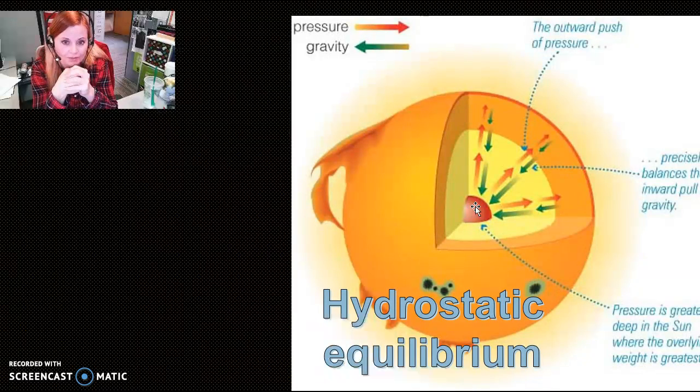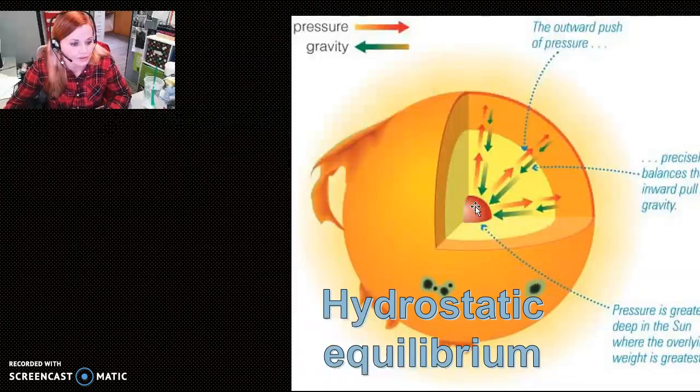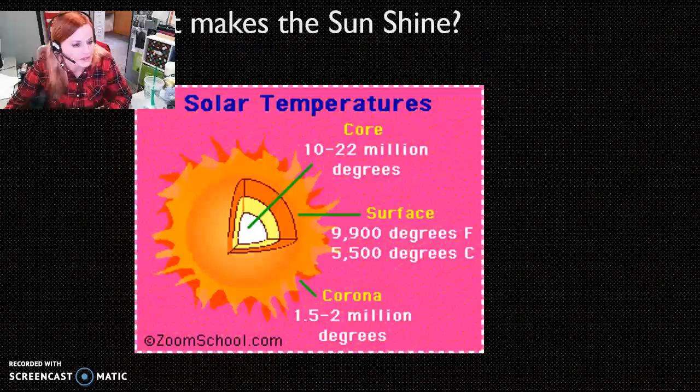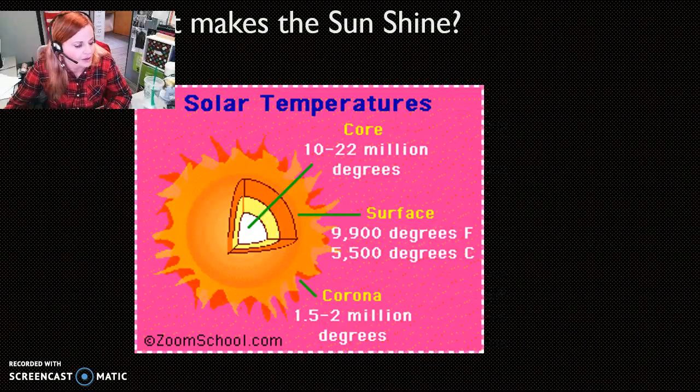So that is going to cause those outward arrows to come back again, so the star will then expand. And in addition to that, there's another layer of the star. If you go back, is this one? Nope.